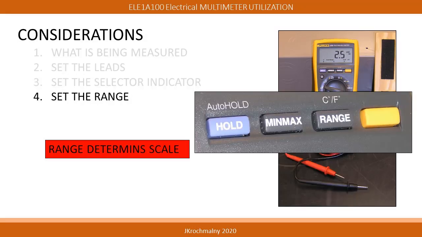Setting the range is the fourth and final step in the configuration of a multimeter. The range sets the internal circuitry of the meter to accommodate readings in tens, thousands, and millions. The range could also set internal circuitry to measure tenths, thousandths, and millionths.